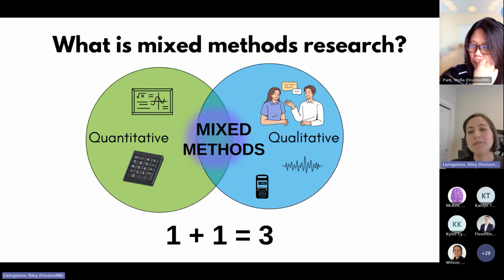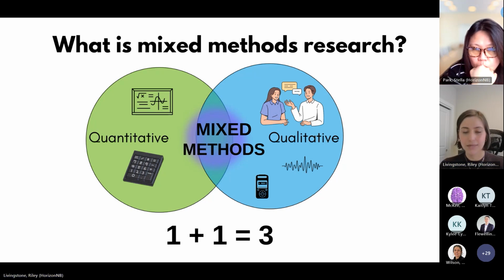So when people say a study is mixed methods, what do they mean? To put it simply, mixed methods research refers to combining both qualitative and quantitative approaches within a single study or research program. The goal is to integrate these two approaches, leveraging the strengths of each to gain a deeper, more comprehensive understanding of the research problem.